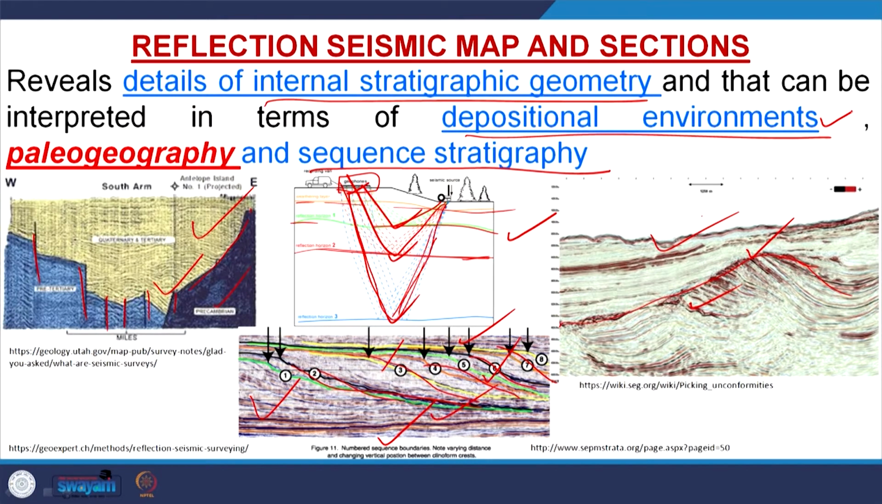So, that means once we say depositional environment, we are bracketing some geomorphology, we are involving some geomorphic processes with that. Similarly, paleogeography means it is an interaction of the geomorphic process. Sequence stratigraphy, interaction of geomorphic process. Internal stratigraphic geometry, that means it is a product of geomorphic process, is it not? So, everywhere geomorphology is attached with it.